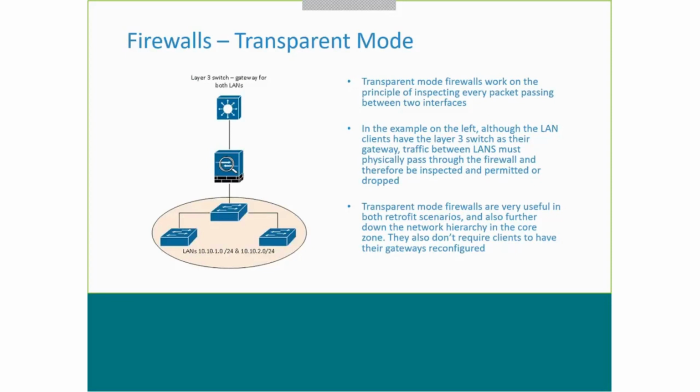And it's at that point we can create our ACLs. We don't have to rely on the clients having the firewall as the default gateway. We can just write our ACLs now, knowing that traffic has to physically go through it. So they're great for retrofit scenarios, because if you can't touch your layer 3 stuff, or you're not comfortable with it, or whatever number of reasons there may be, we can just physically fit one of these transparent mode ones and have all the same firewall functionality that we would have in a routed mode one.